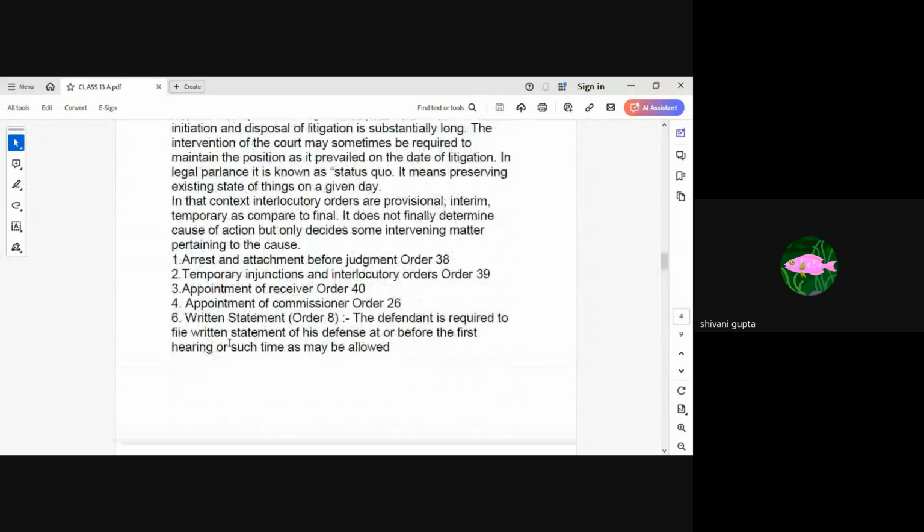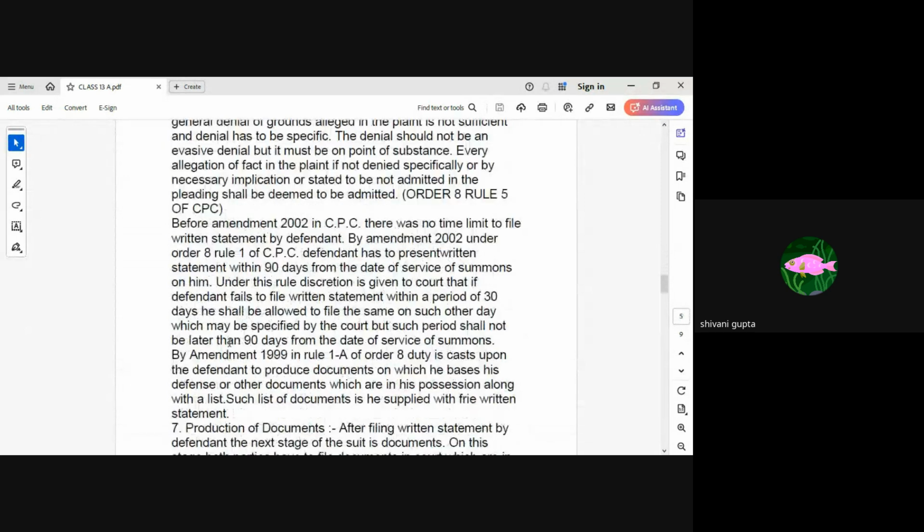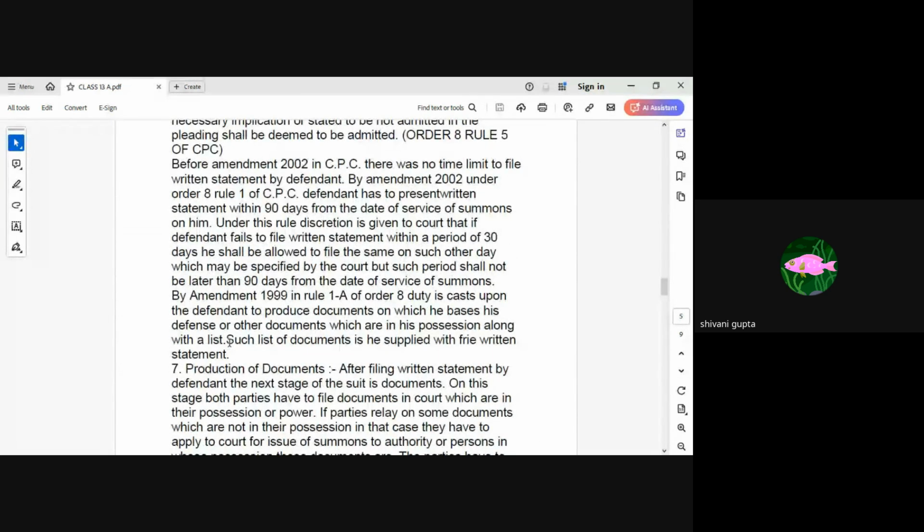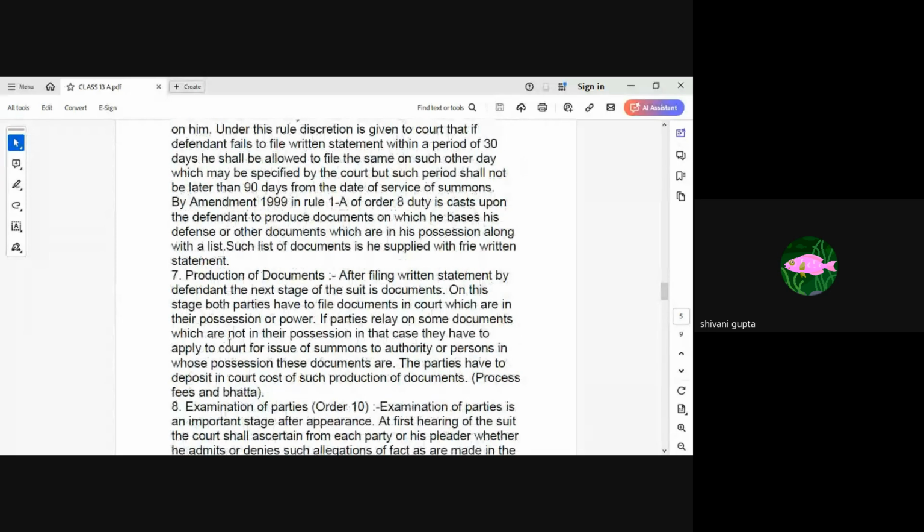There were certain amendments made in the CPC also. Now comes the production of documents. Once the written statement by the defendant is filed, the next stage of the suit is the production of documents. Both parties have to file in court the documents which are in their possession or power. If a party relies on documents not in its possession, it has to apply to the court for the issue of summons to the authority or persons who possess them, and deposit in court the cost of such production. This is like a bhatta: if you are getting any document, you have to pay some amount in the court.